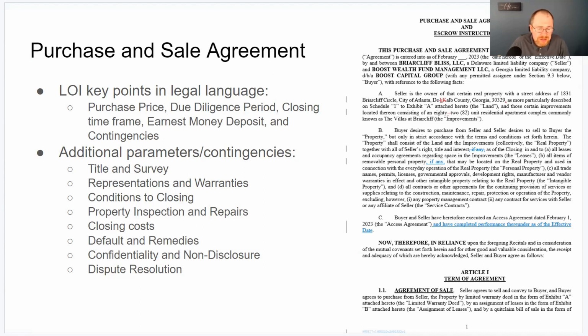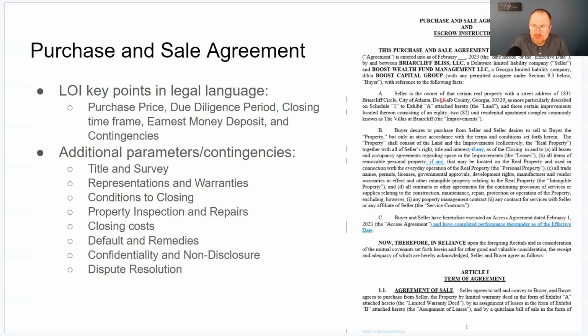Representations and warranties, which is very legal, but also conditions of closing, like what kind of documents and whatnot. The inspection and repairs expectations, sometimes you may ask, for units that have not been turned, for a little bit of a credit back, or occupancy, things of that nature, criteria that have to be met. Closing costs, who is going to pay for what? Default and remedies, more legal things, confidentiality, non-disclosure, and dispute resolution. Those are more legal terms.